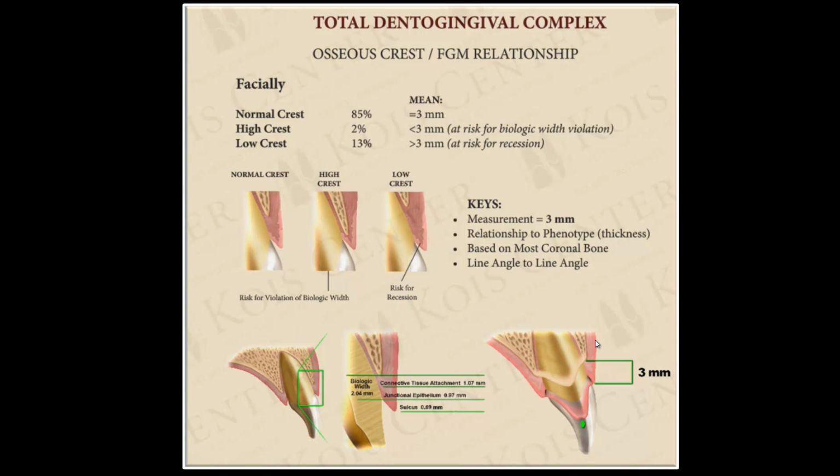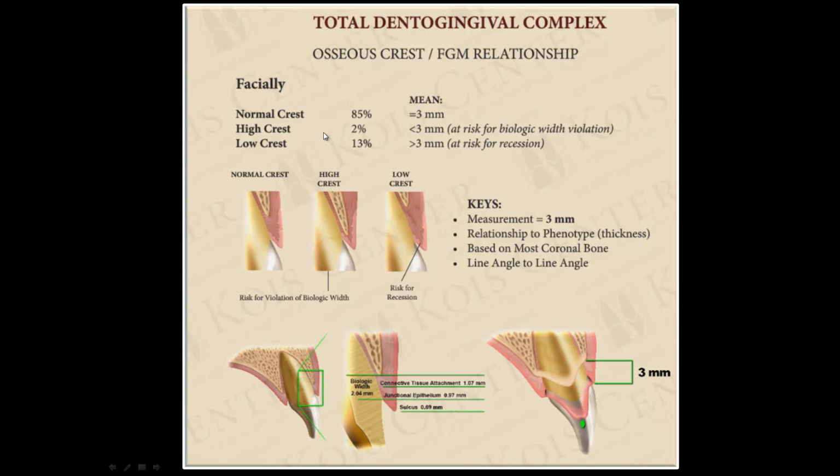So let's go to the dentogingival complex. I want you to understand that there will be two pictures which we have to remember by heart. So we know that in 85% the bone crest is 3 millimeters from the free gingival margin to the bone. We call that normal crest. It's 85% of the population.